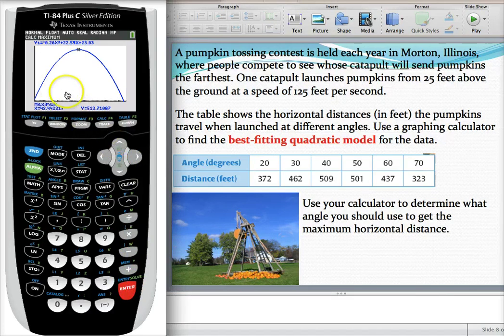And it's telling us our maximum x value, which is our maximum angle, is about 43.44 degrees. So that's the angle that according to my data, would be the best angle to shoot the pumpkin at. And even though they don't ask me it, I know that the maximum distance, according to my model, that the pumpkin's going to go is about 514 feet if I round that off. So there's the maximum angle I should use. That's the maximum distance I should come up with.